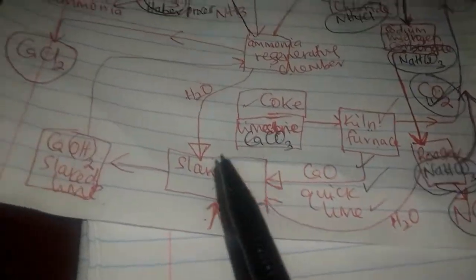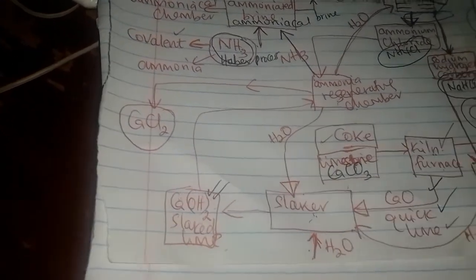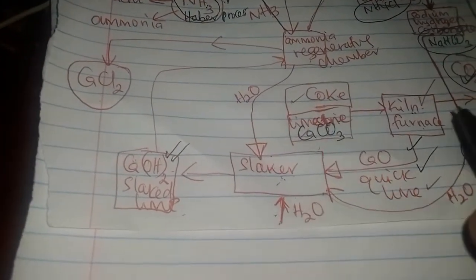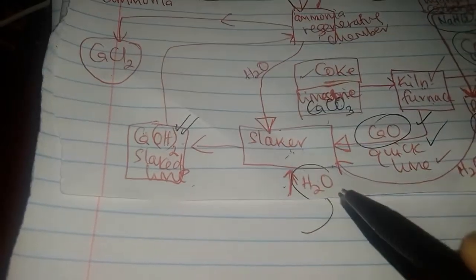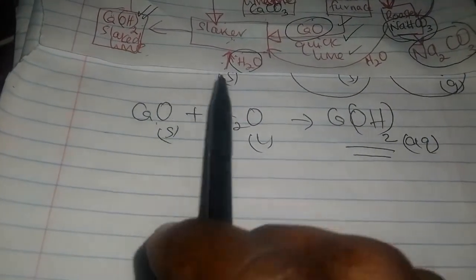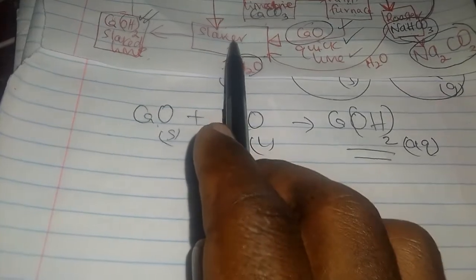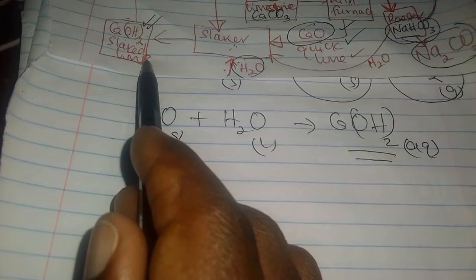Now I'm done with that part, and if I just go to this other end, now I'm able to produce calcium hydroxide. You see? So the slacker has calcium oxide and water. These two will give us calcium hydroxide as per this equation. Calcium oxide from this end, then water from this end, from an external source, they produce calcium hydroxide, or slaked lime.